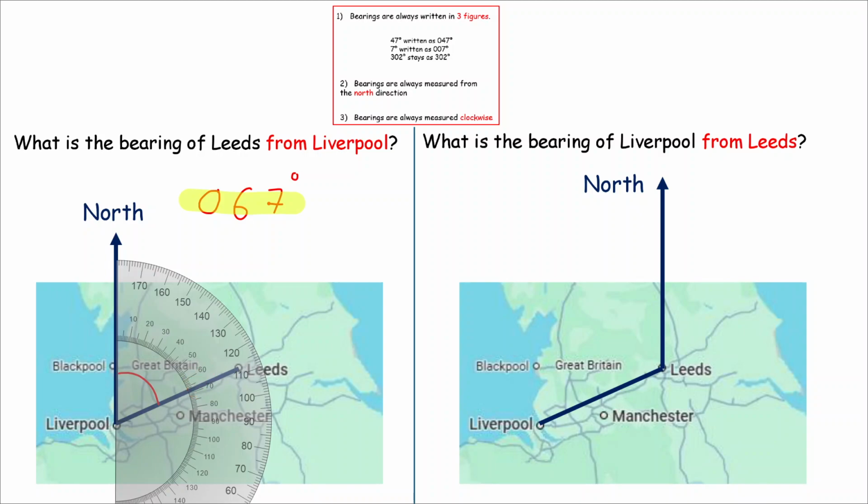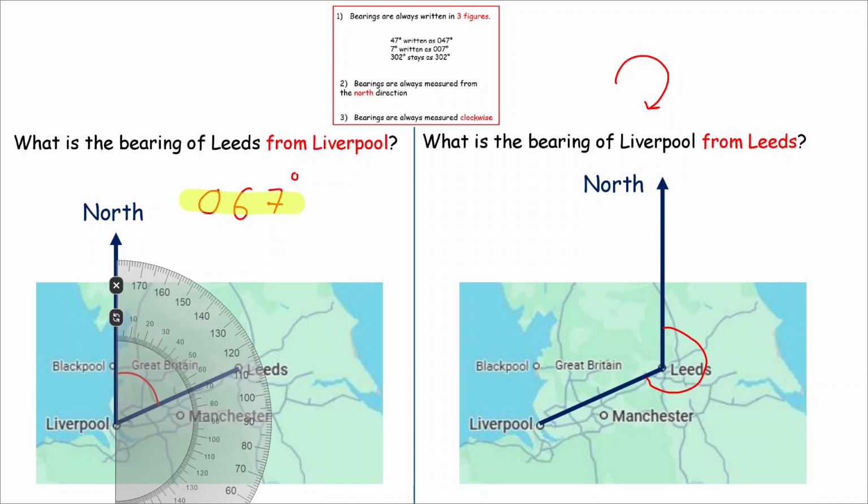Okay, good. Let's look at the second one now, which is saying, what is the bearing of Liverpool from Leeds? So just your Leeds and Liverpool, they switched around. We're now going from Leeds. And because we're now going from Leeds, your northerly arrow is going from Leeds. And again, a bearing you measure clockwise. And we know that clockwise is in the same way that the clock goes, which is this way. So you're actually measuring this large angle here.